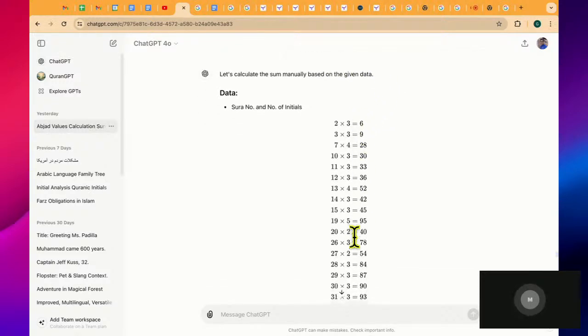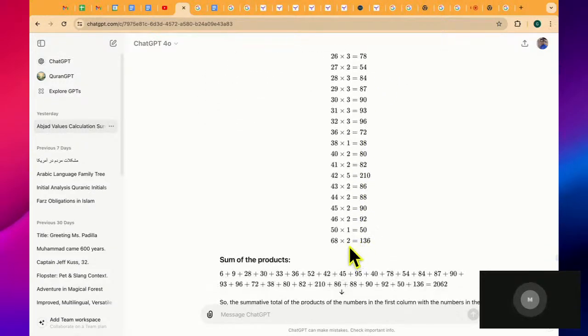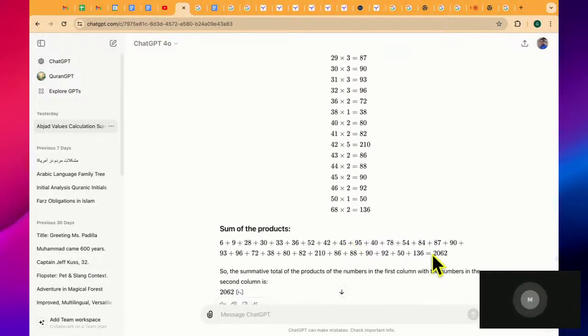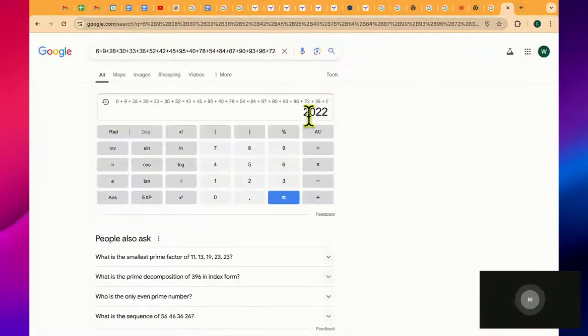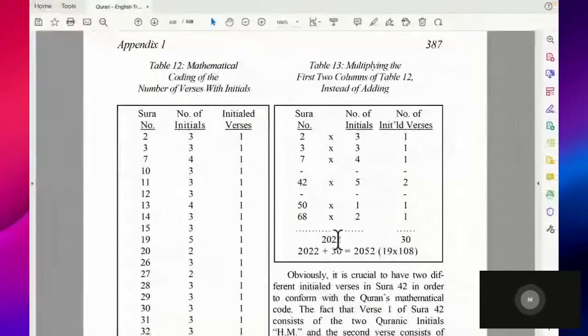See, it did that, and all the numbers are here. And if you pay attention, it ended up with 2062, which is a wrong number. Sometimes it messes up the additions. That's what I have paid attention to with ChatGPT. So easily, if you copy and paste all these calculations, you're going to end up with a different number here. You're going to end up with 2022, which is the correct number, which is mentioned here, 2022.